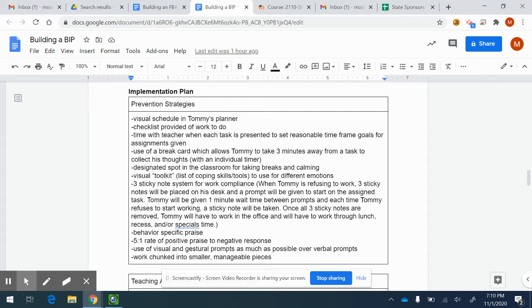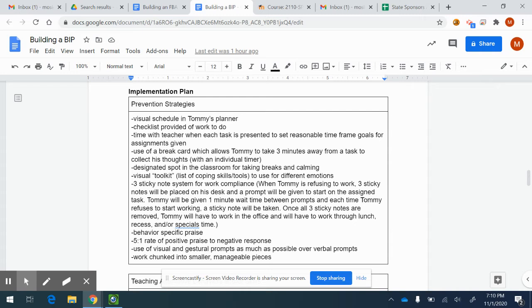So being able to use visuals or gestures to point to what we need him to do, or point back to a direction, or point back to his work task, those are just more helpful than verbal prompts. It takes away the opportunity for him to argue or offer a verbal rebuttal.